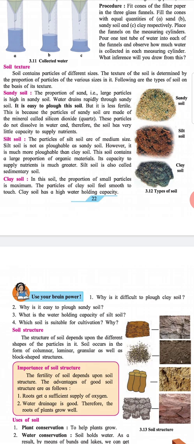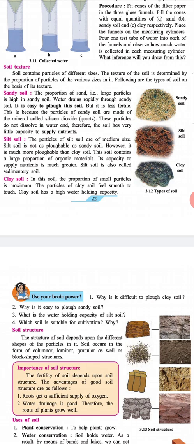Sandy soil. The proportion of sand, that is large particles, is high in sandy soil. Water rapidly drains through the sandy soil. It is easy to plough this soil, but it is less fertile. This is because the particles of the sand are made of a mineral called silicon dioxide (quartz). These particles do not dissolve in water and therefore the soil has a very little capacity to supply nutrients.